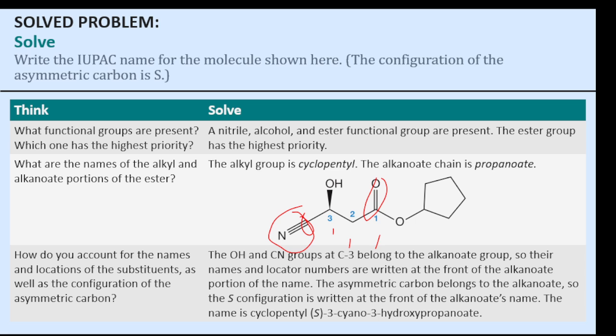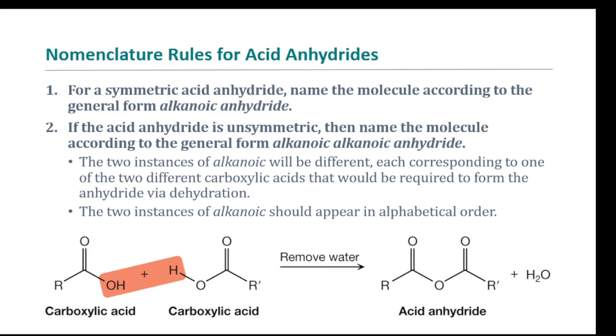Okay, and then we go to the other side. Now we have to name that. We don't have any prefixes or anything fancy there, so we can just name it the ring, right? And so that is cyclopentyl. Everybody good with that? Fantastic. Okay, let's look at the acid anhydrides.